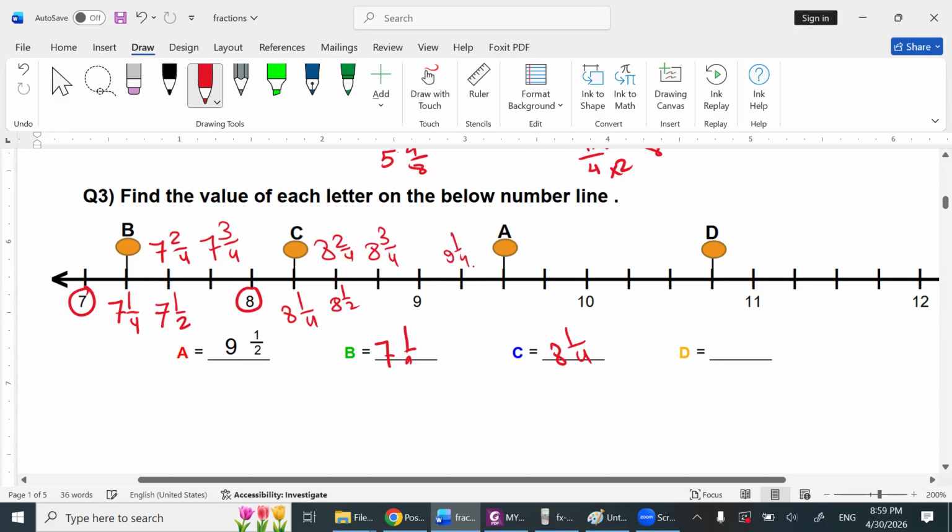9 and 1 quarter, letter A. 9 and 2 quarters, or 9 and 1 half. 9 and 3 quarters, 10. 10 and 1 quarter, 10 and 2 quarters is the same as 10 and 1 half, then 10 and 3 quarters. So letter D is 10 and 3 quarters.